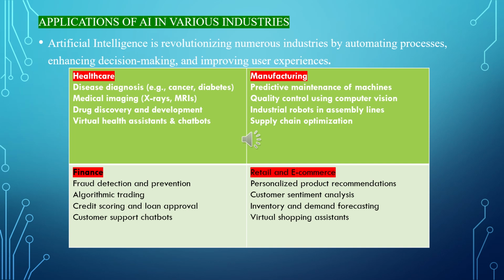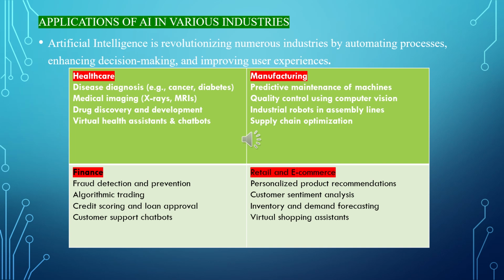So these are the examples given. Healthcare is one example of using AI. That means disease diagnosis and medical imaging, that is X-ray and MRI functions, and all of them use AI models, one of the good industries using it. And then drug discovery and development also, and virtual health assistants and chatbots also. These all come under AI in healthcare.